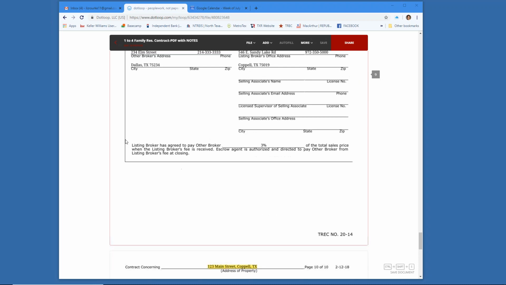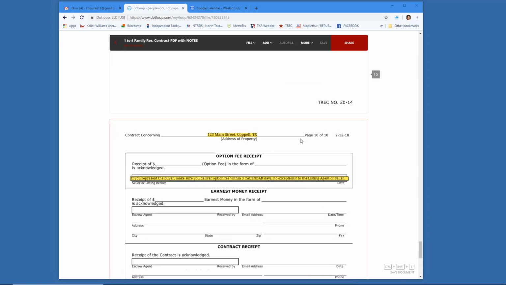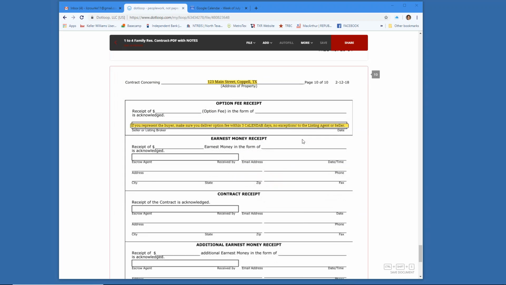Okay. Now, listing broker has agreed to pay other broker. If it's intermediary, you don't put anything there, okay? Because there is no other broker. Make sense? Okay. Page 10.